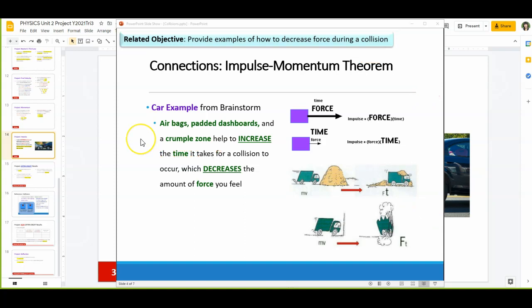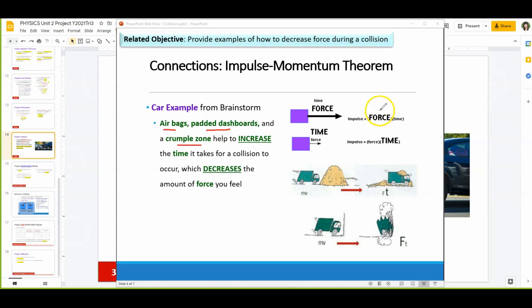So this is something that we applied in several scenarios in class, but again, our main example was from cars. The whole reason that cars nowadays have airbags and padded dashboards and crumple zones is to increase the time it takes for a collision to occur, because again, we've seen that if we have the same mass, same velocity, same impulse, or change in momentum, we can change the force that we actually feel just based on the time.